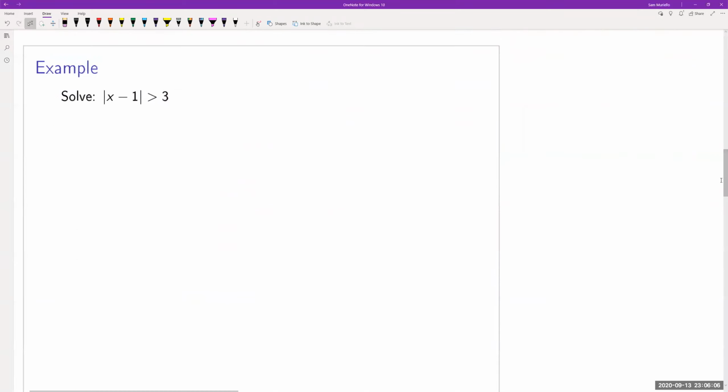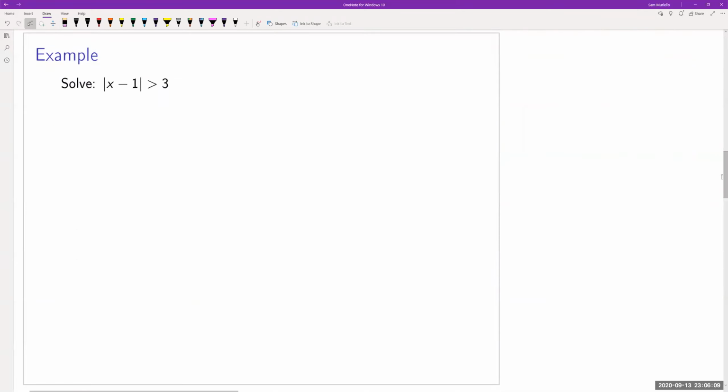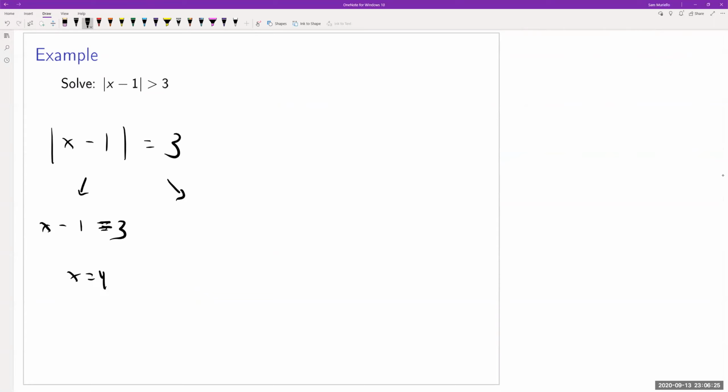We'll start off with the absolute value of x minus 1 is greater than 3. The first thing that I'm going to do here is solve the absolute value of x minus 1 equal to 3. Recall from the absolute value section that I will end up having two solutions here. x minus 1 equals 3, giving me x equals 4. And also x minus 1 is equal to negative 3, which gives me x is equal to negative 2.